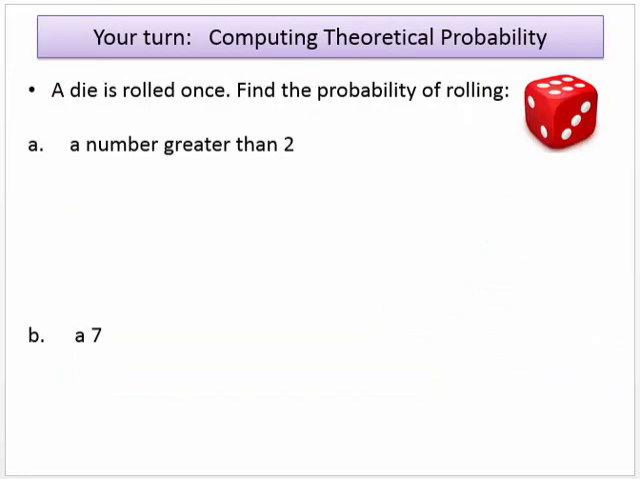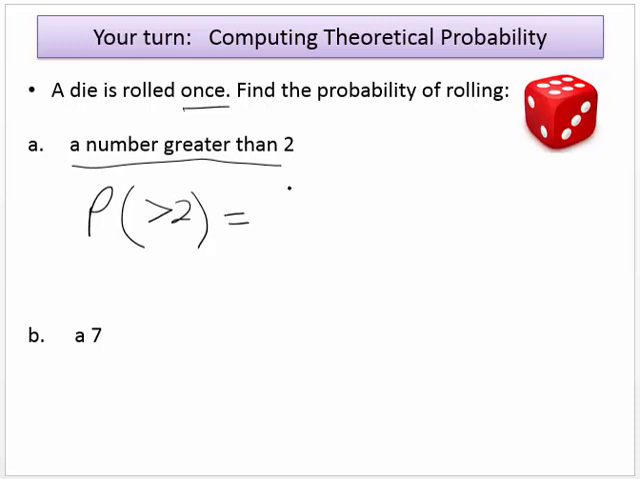Here's a picture of a die over here, like when you play Monopoly, you use one of these. Actually, you use 2 when you play Monopoly. But we're just going to roll one die once. Find the probability of rolling a number greater than 2.